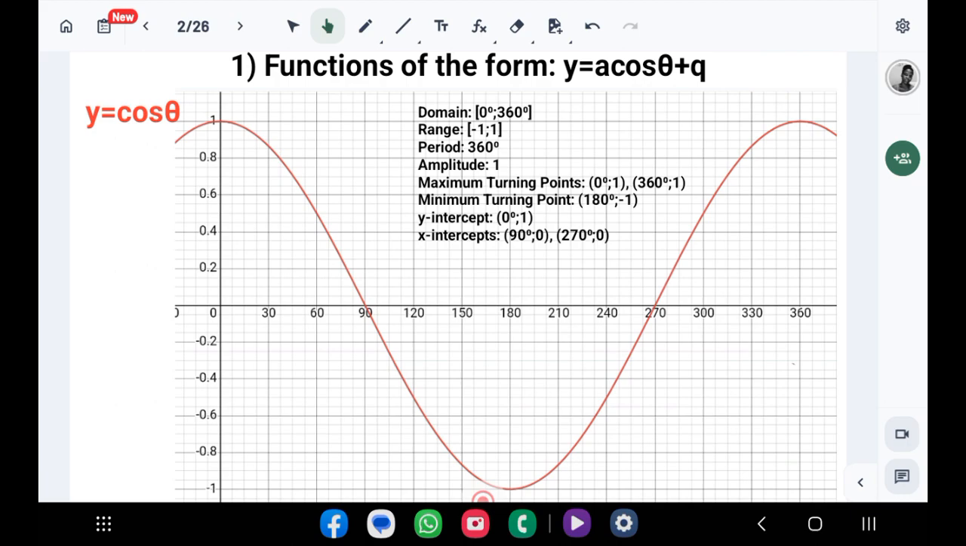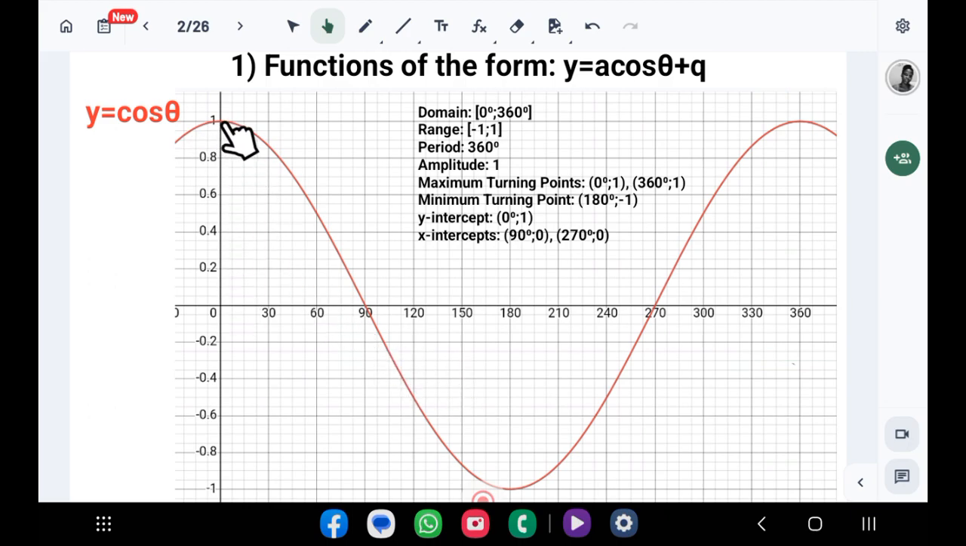First, let's look at grade 10 revision: functions of the form y equals a cos theta plus q. But before we look at the general form, let's look at a specific one, which is y equals cos of theta. Notice that with this one, your a is equal to 1 and your q is equal to 0, meaning that the amplitude is 1 and the graph has not been shifted in any direction.